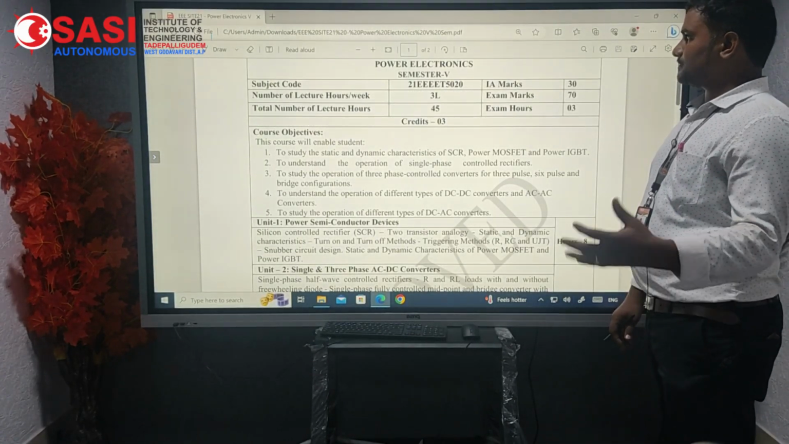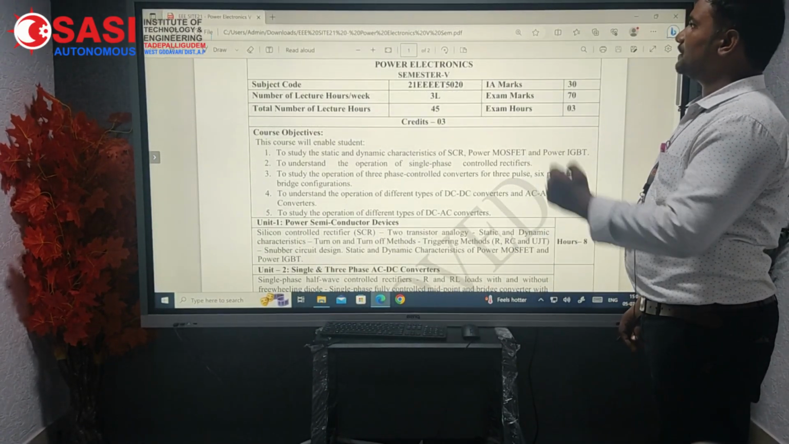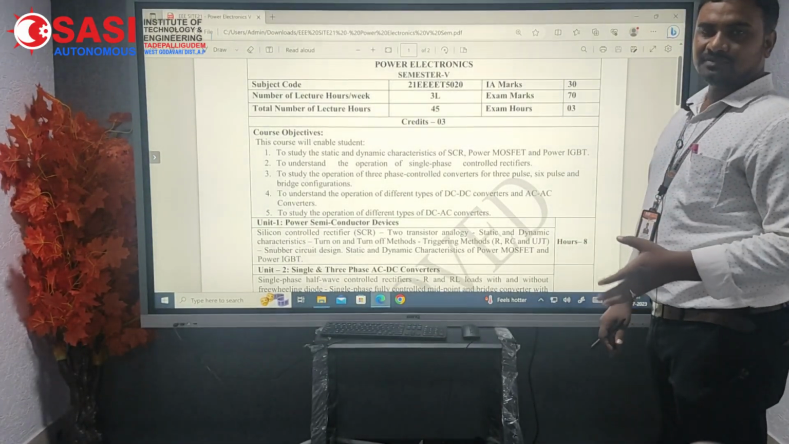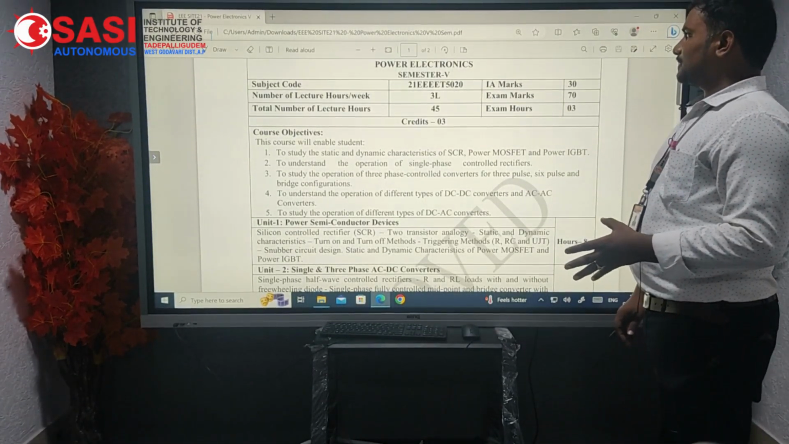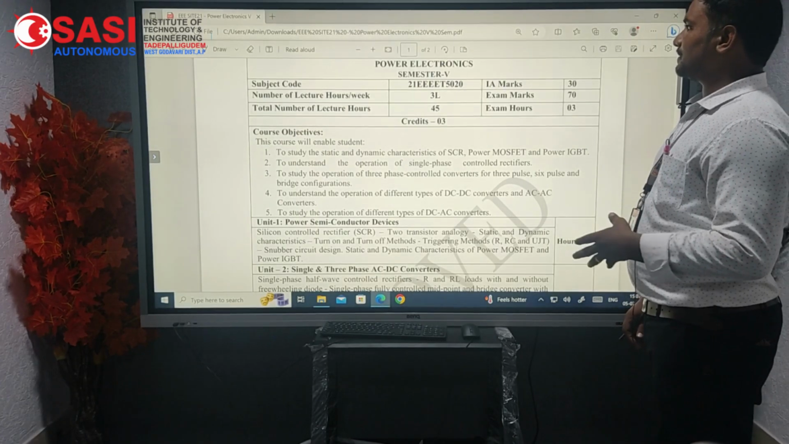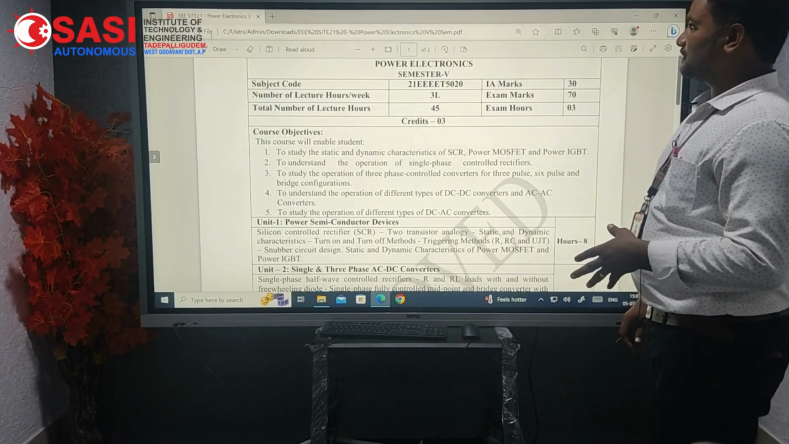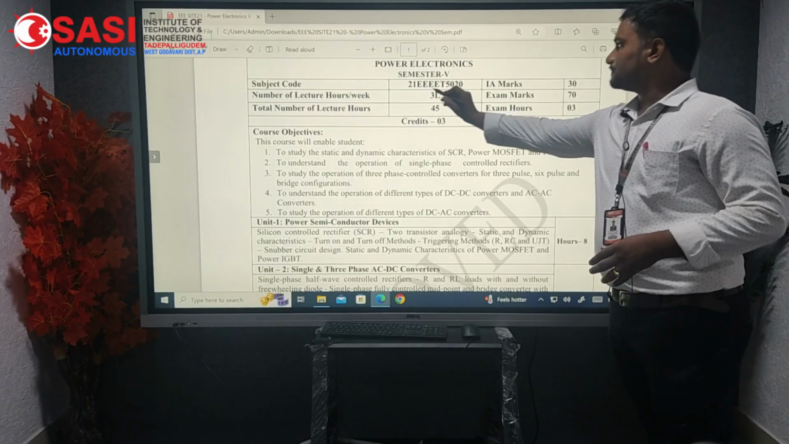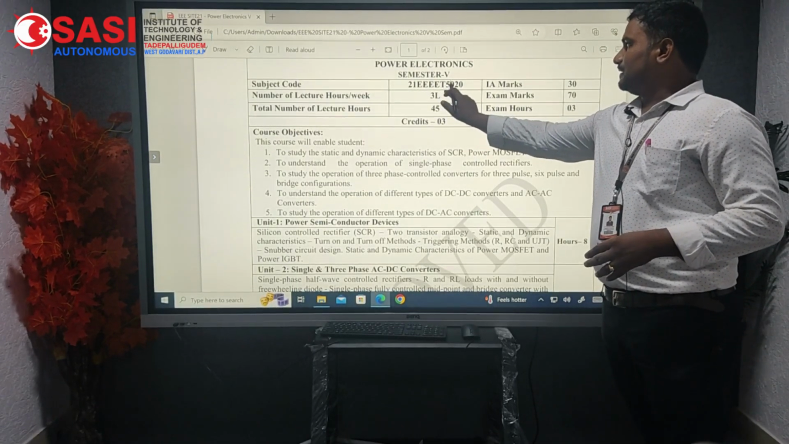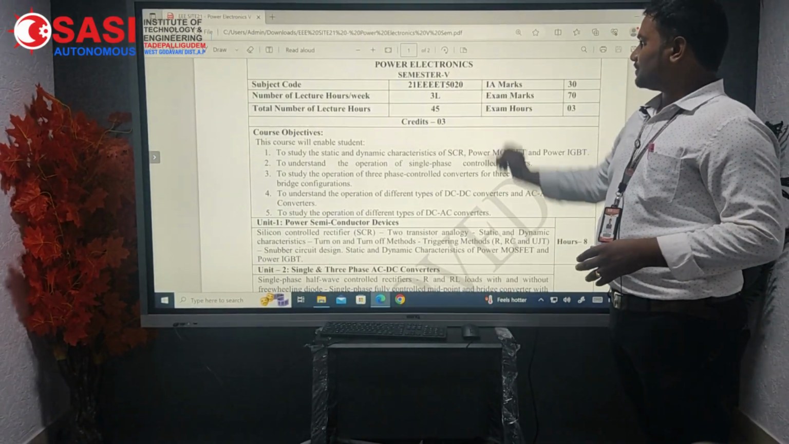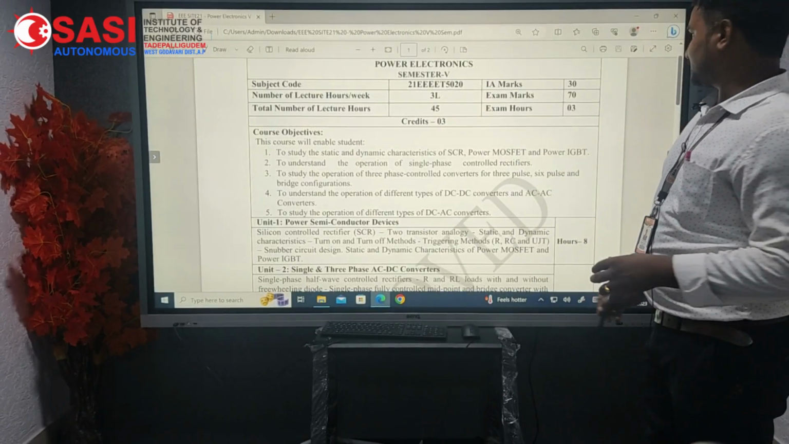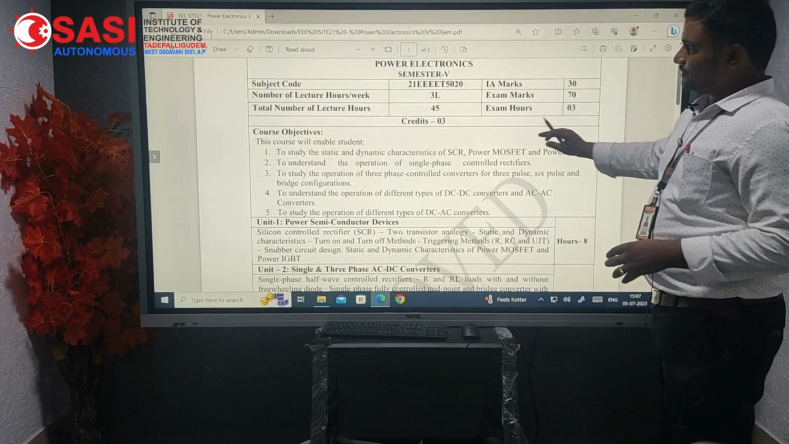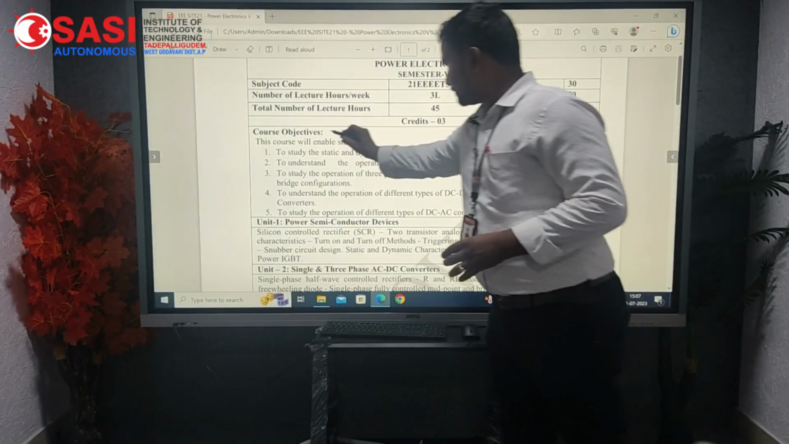So in today's session, I am going to deal with the outline of the subject power electronics. This is a fifth semester subject, and the subject code is 21EEET 5020, and it has 3 credits. And we'll move on to the course objectives.